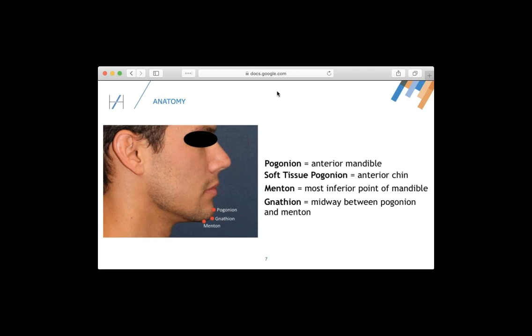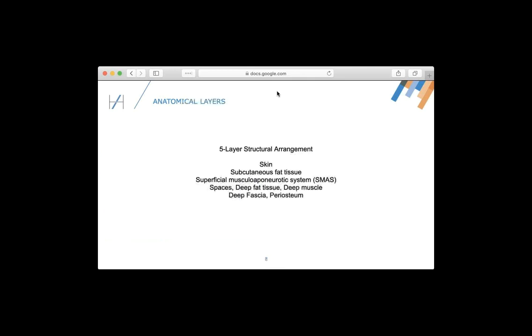Brilliant. So now we've covered some of the key landmarks and looking at the lower face from those angles. We're going to talk a bit more about anatomy, which is really important to talk about when we're explaining treatment to determine what plane we're treating in, but more importantly than that, why we're treating in that plane to get the results that we're after. So, as we always teach, 5 layers to the structures of the face.